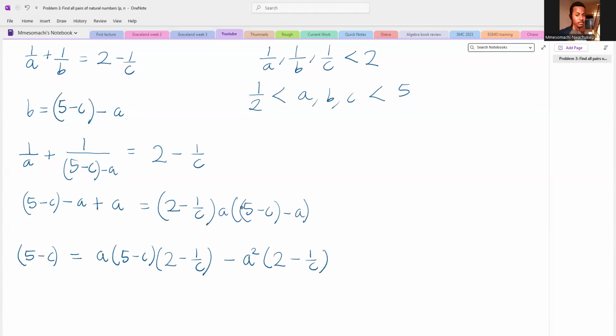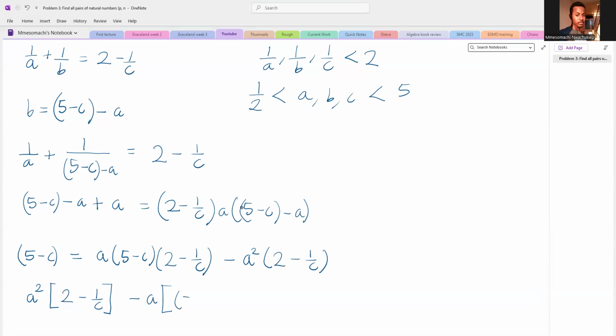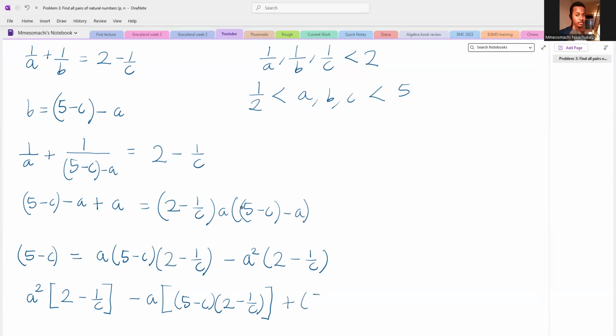Okay, so we can create a quadratic equation in terms of A. I'm going to take this to the left hand side. So we have A squared, and this is the coefficient of A squared. Then we have minus A, and this is the coefficient of minus A. And then we have 5 minus C, which is just positive.